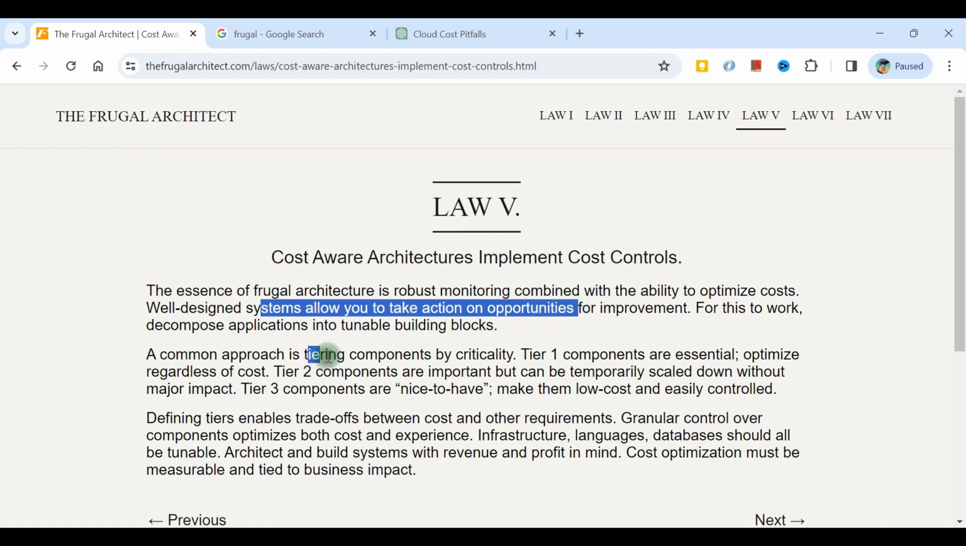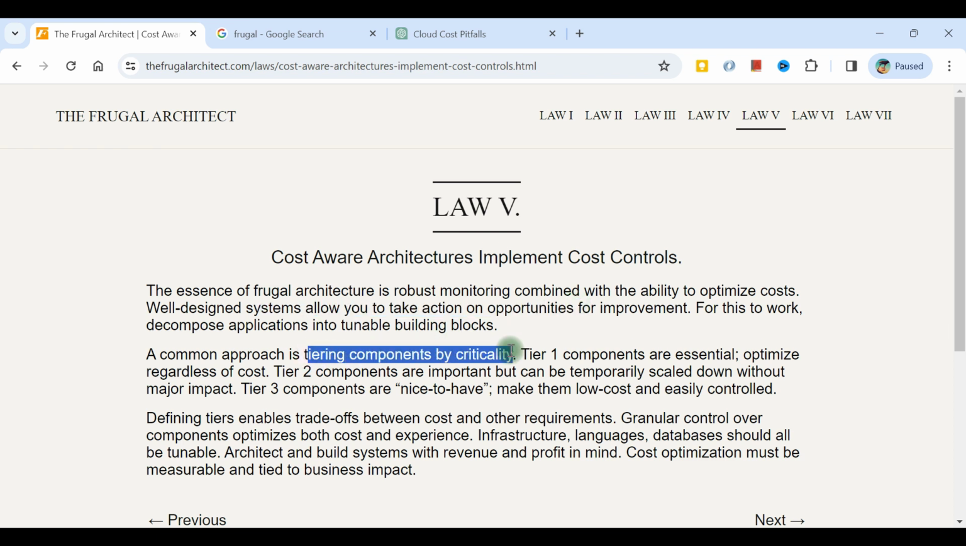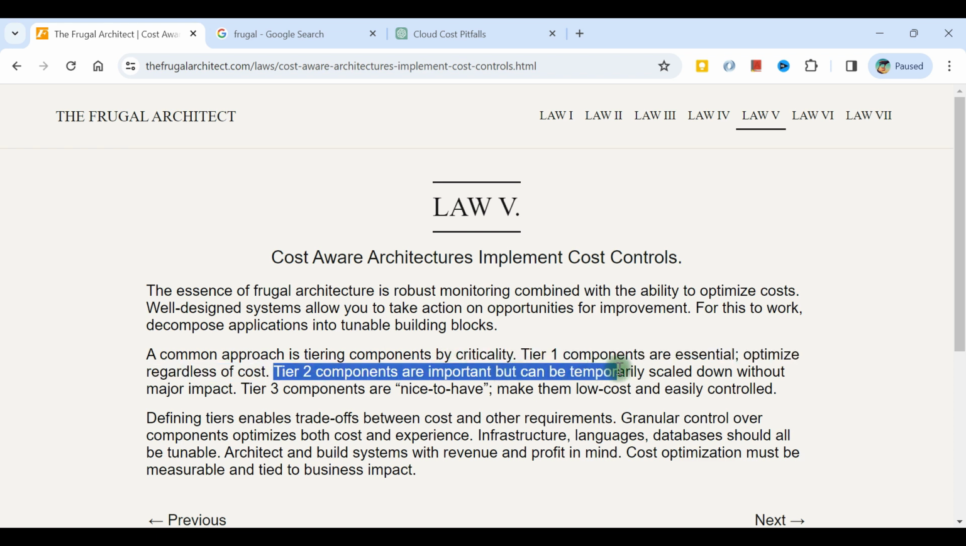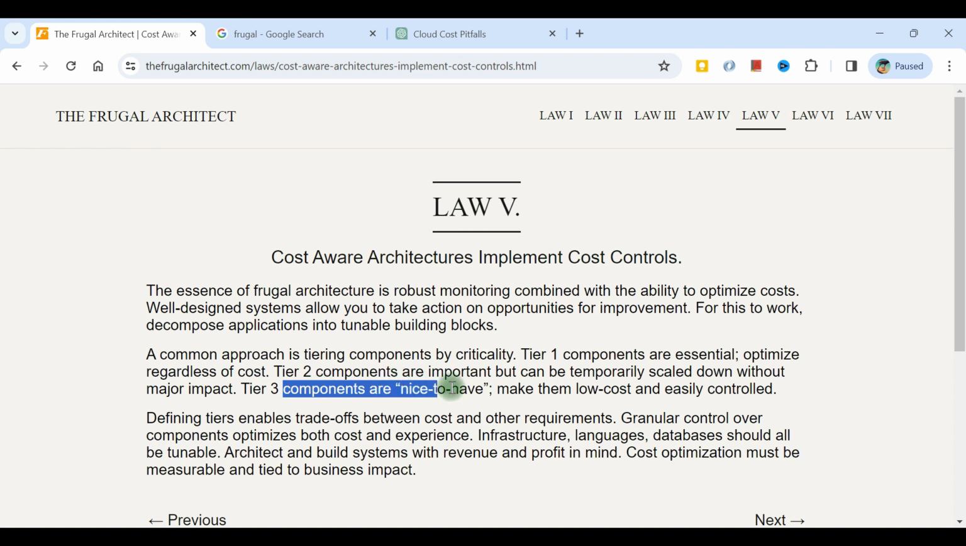A common approach is tiering components by criticality. Tier 1 components are essential, optimized regardless of cost. Tier 2 components are important but can be temporarily scaled down without major impact. Tier 3 components are nice to have. Make them low cost and easily controlled.